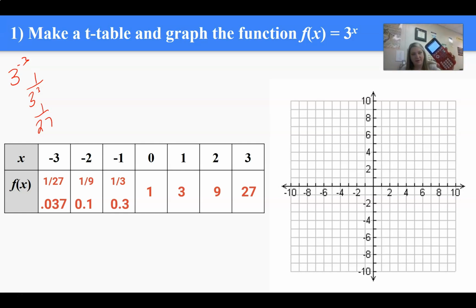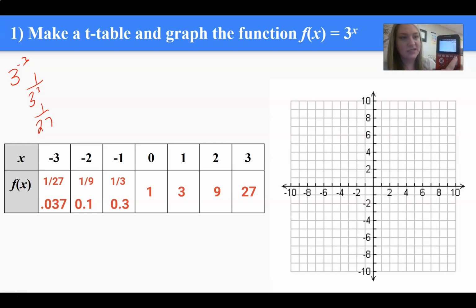If you have one of these, you can also get your table on this. You're going to push the y equals button in the top left corner. For this one, I'm going to do the number 3. We're going to raise it up. There's a little caret symbol right here. And then for the x, we're going to use this variable button that's next to your green alpha button, like that. And so your screen should look like that.